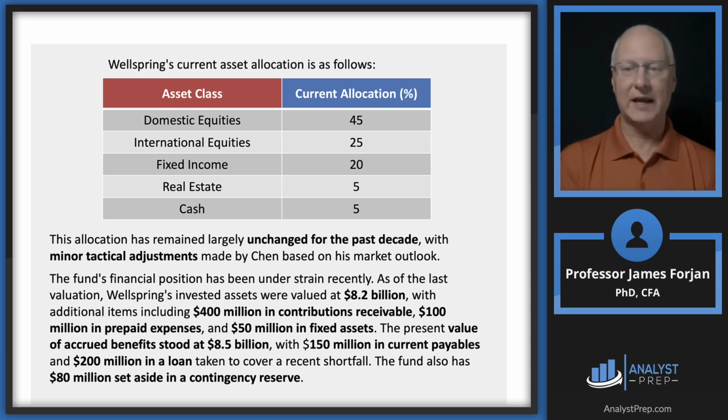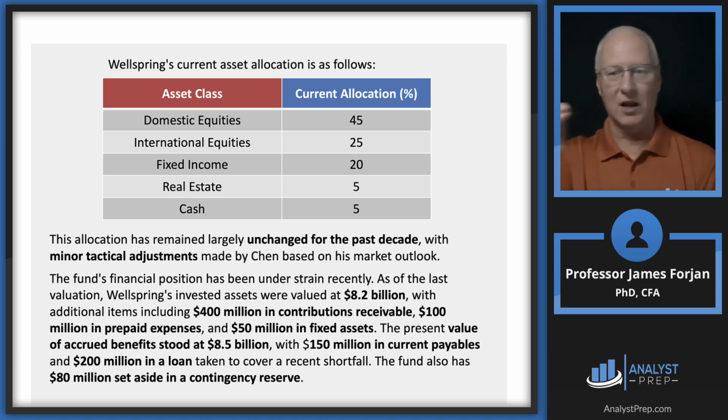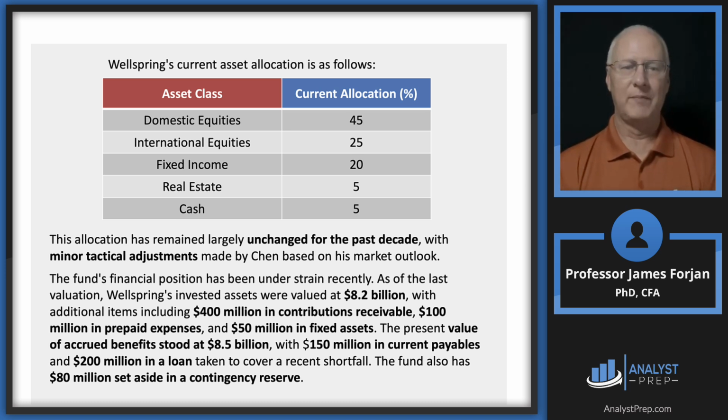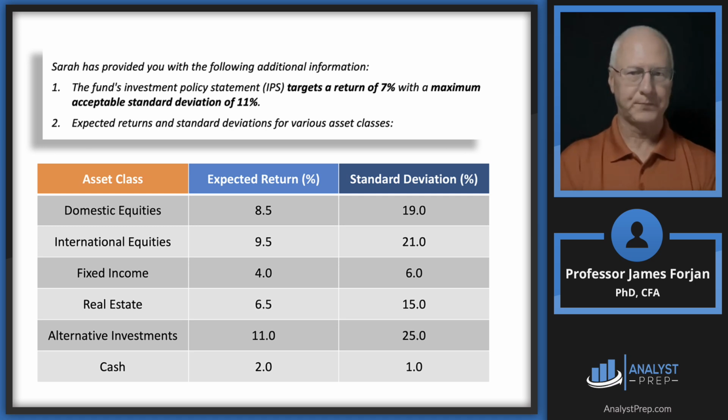But the past decade, the business cycle and the economic cycle and stock markets and bond markets, they probably haven't gone like this, right? They've probably gone up and down, up and down. So there have been minor tactical adjustments based on his market outlook. And then there's a paragraph on some assets and liabilities. We'll come back to this slide when we have to do the balance sheet.